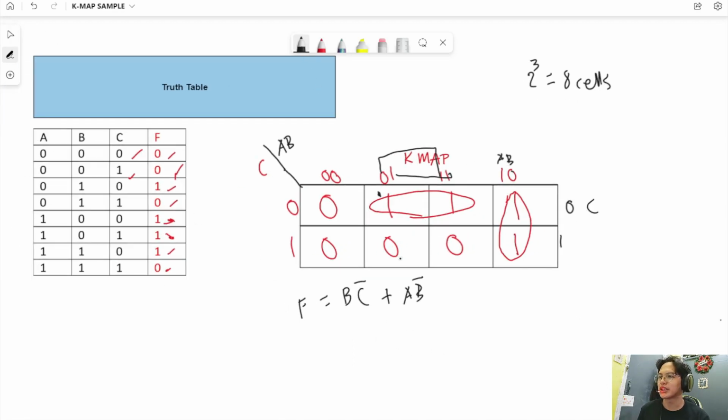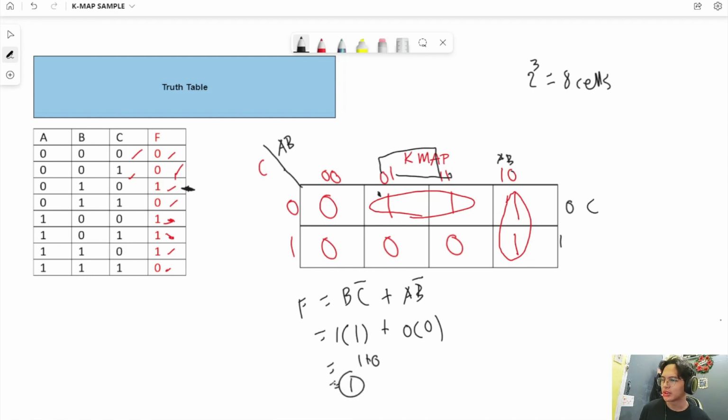At para ma-check yan, pwede tayong mag-substitute from this truth table. So as you can see, let's try this third row. Itong 0, 1, 0 for ABC. So for letter B, 1 siya. So magiging 1. And yung C niya is 0 but it is not C. So magiging 1 din siya. Plus A, yung A natin is 0. And yung B natin is 1 but not B siya. So magiging 0. So ang value nito is 1 plus 0 equals to 1.